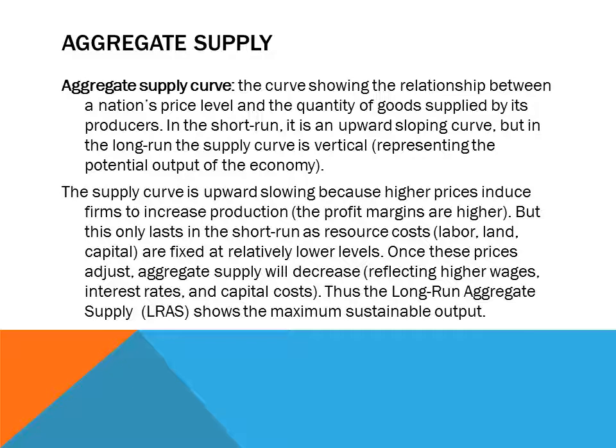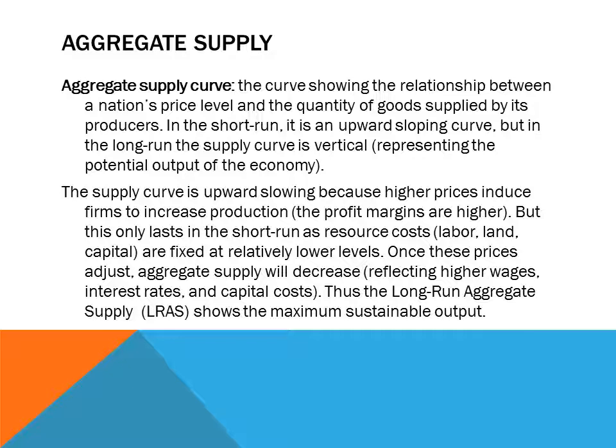Now that we have taken a look at aggregate demand, we have to look at supply from domestic firms. Aggregate supply curve is the curve showing the relationship between a nation's average price level and the quantity of goods supplied by its producers. In the short run, it is an upward sloping curve, but in the long run, the supply curve is actually vertical, as it represents the potential output of the economy.